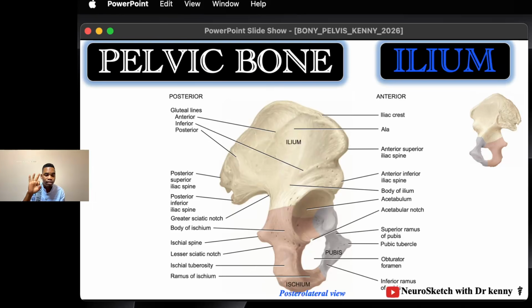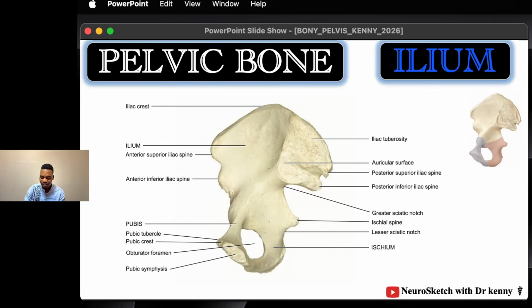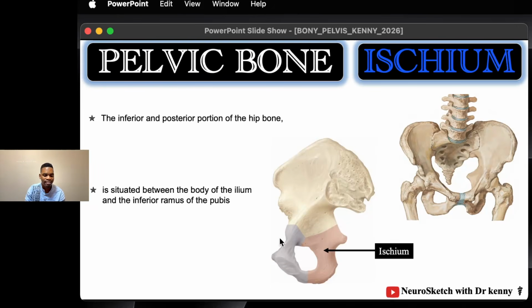Of the three pelvic bones, the ilium is the biggest. You can see the ilium is the biggest of the three pelvic bones. Okay, that's another view. Now let's move to the ischium. The ischium forms the posterior inferior part of the pelvic bone. This is a pelvic bone, and this is the ilium, this is the ischium.